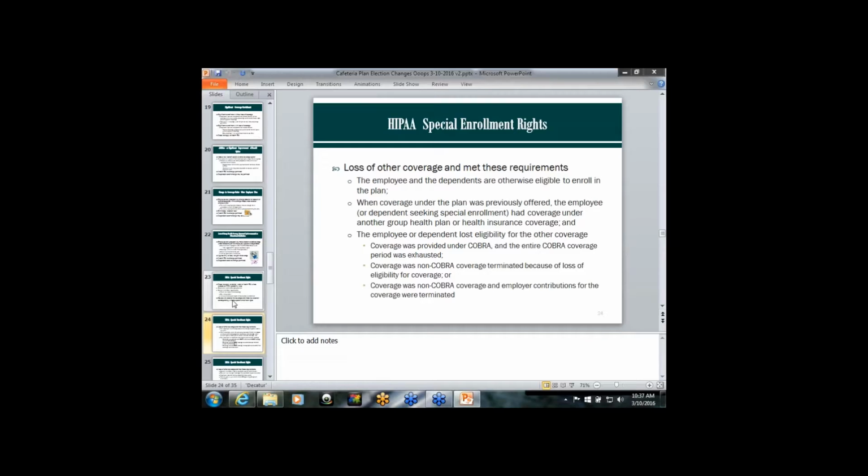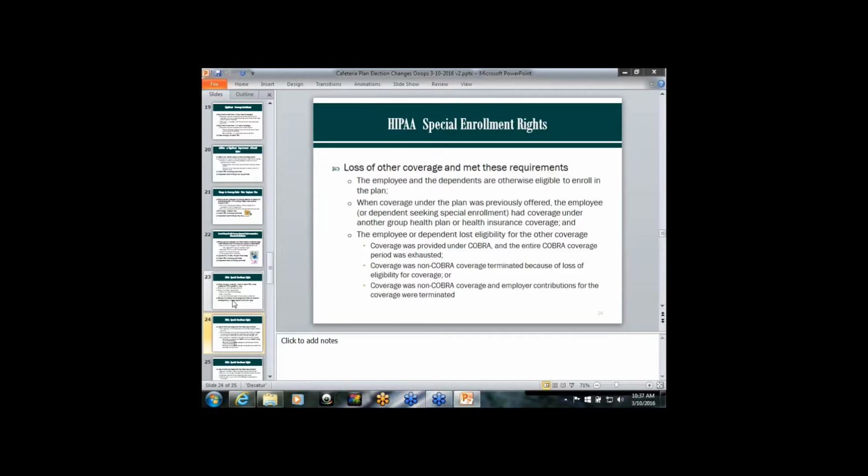So when we talk about this loss of coverage, it means if someone is covered under COBRA, that they have completely exhausted all of their COBRA rights, the complete 18 months. If the coverage was non-COBRA, it was terminated because of a loss of eligibility for coverage. Maybe the employer permitted part-time employees to participate, and now it doesn't, so that would be a loss of coverage. And if it's non-COBRA coverage, employer contributions for the coverage are terminated, and that means terminated completely.